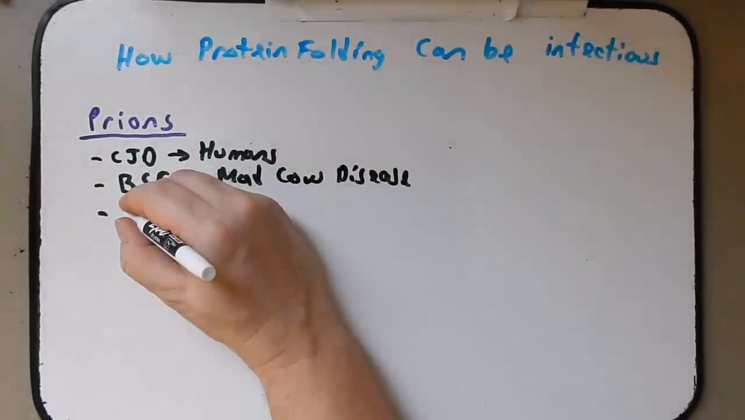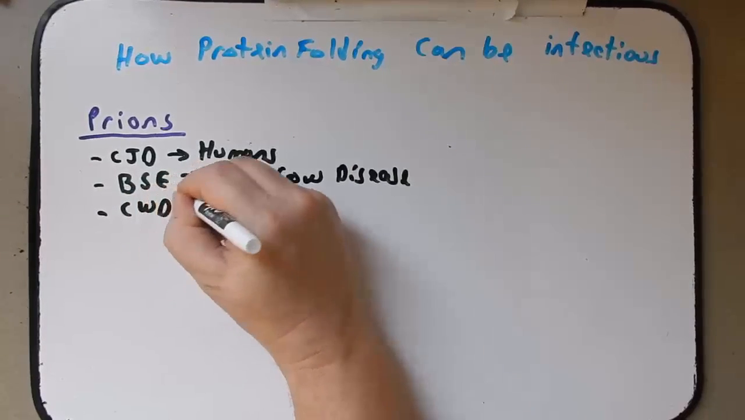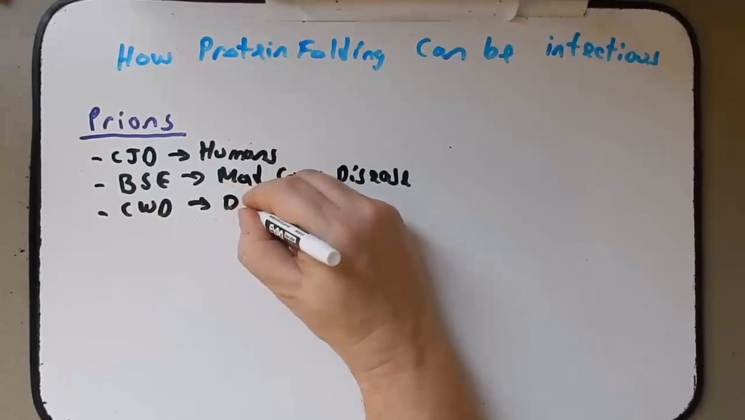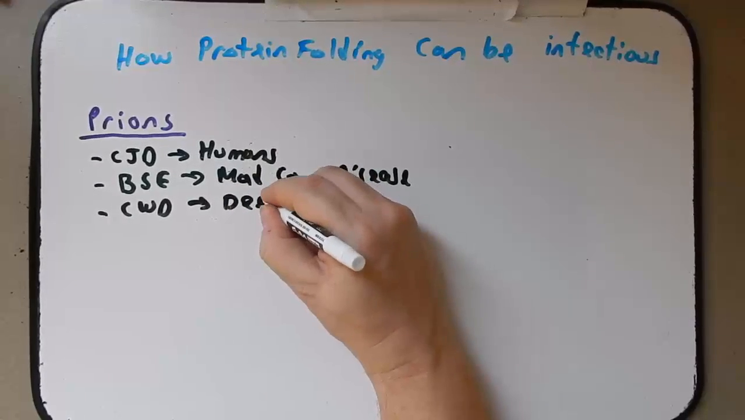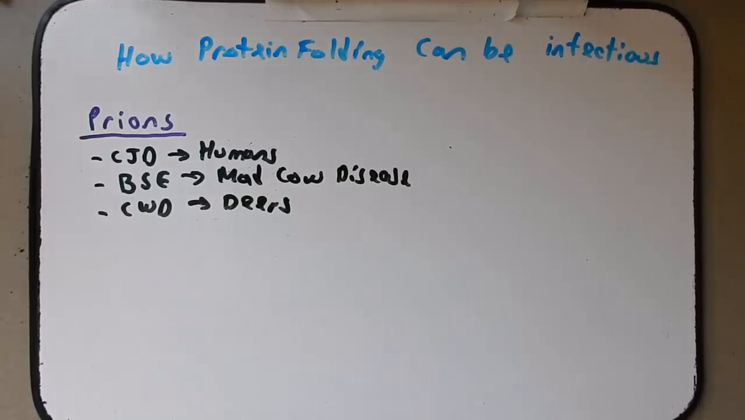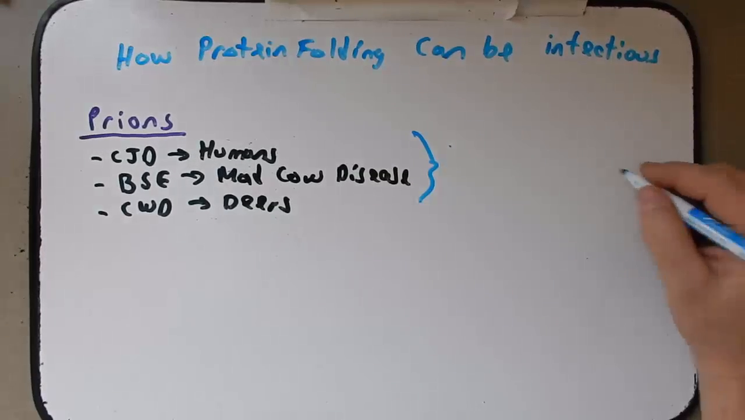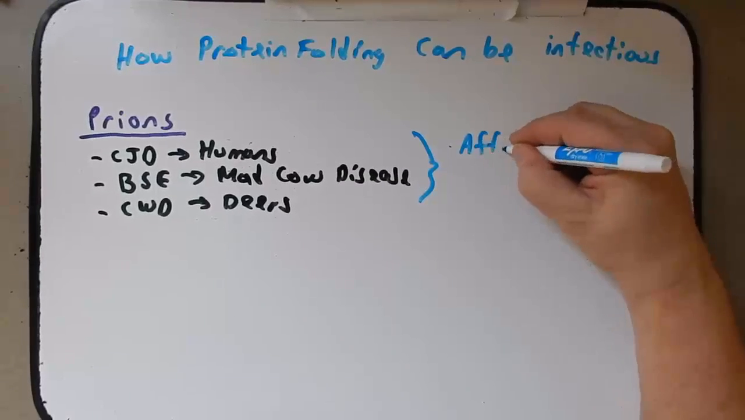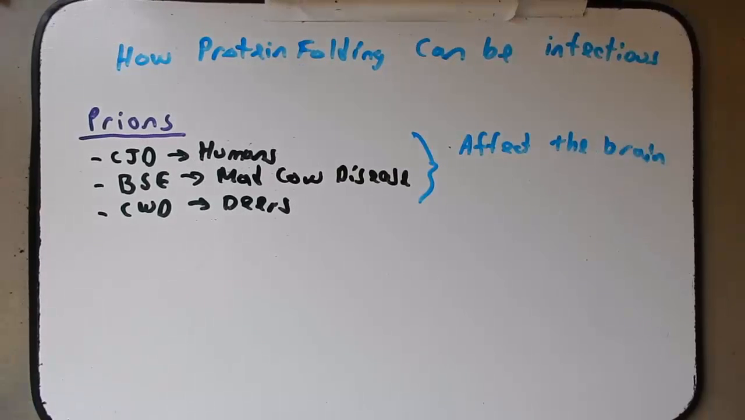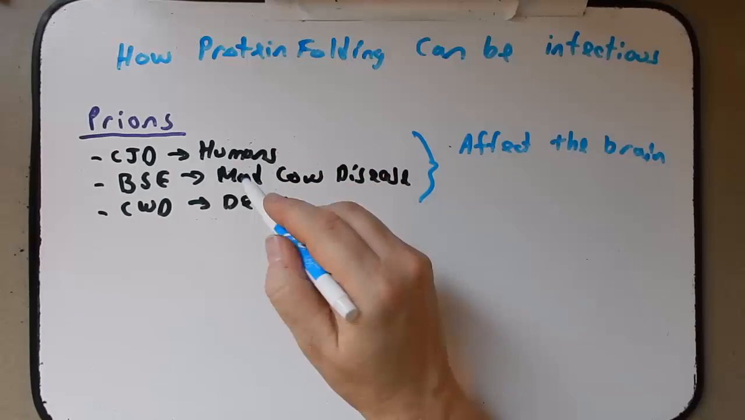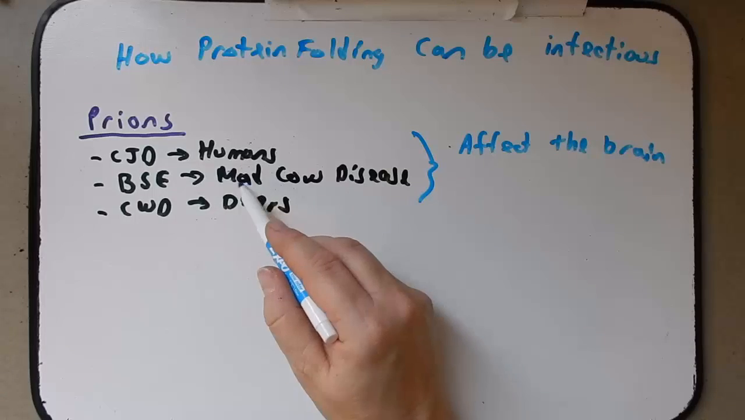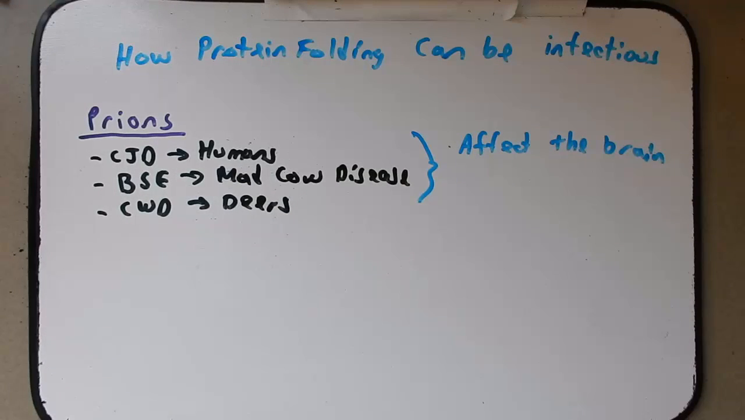There's also chronic wasting disease, I'll just put CWD. This is what affects deer. And there are often a few cases every year in Michigan of deer affected with chronic wasting disease. All of these diseases affect the brain and make holes in the brain and will lead to death. In fact, some of these are transferable, so humans can catch these prion diseases from cows who have BSE or deer that have CWD, particularly if you consume any part of the brain.